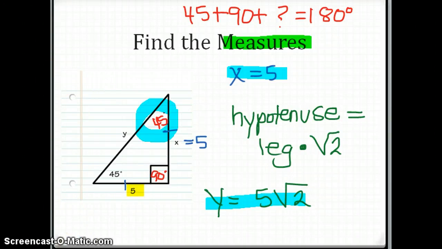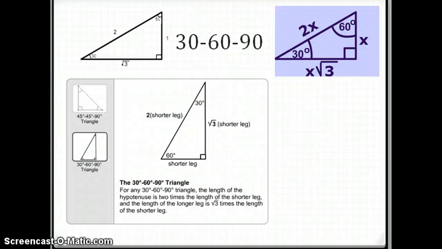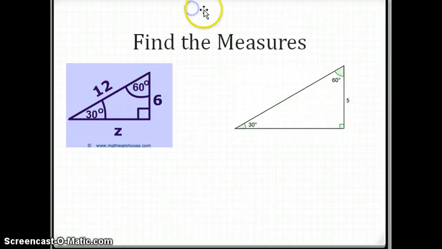Okay, so in addition to a 45, 45, 90, we also have a 30, 60, 90. Now, the 30, 60, 90 is scalene because it has three different angle measures. That means all three different side measures. That means there are no congruent sides here.